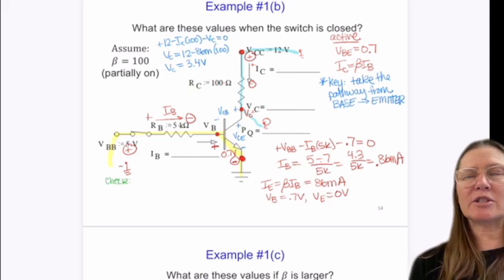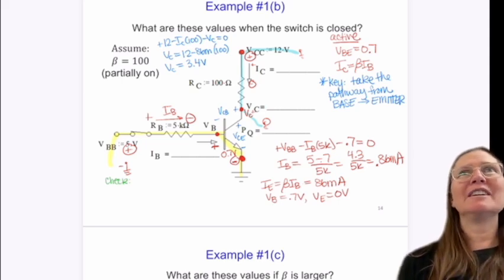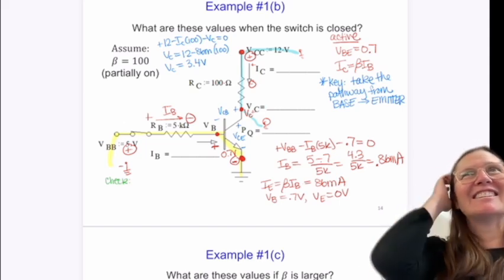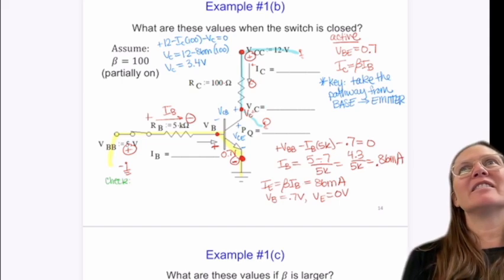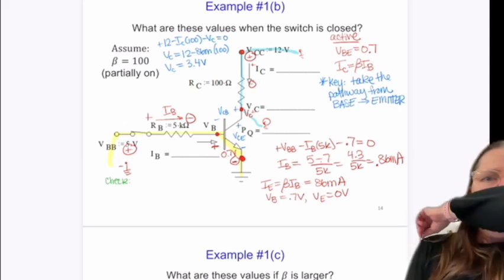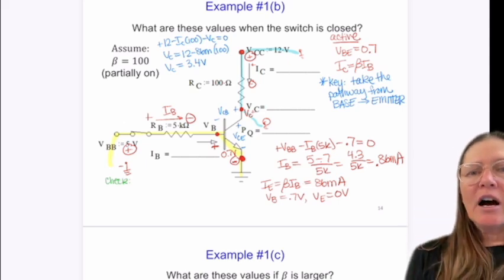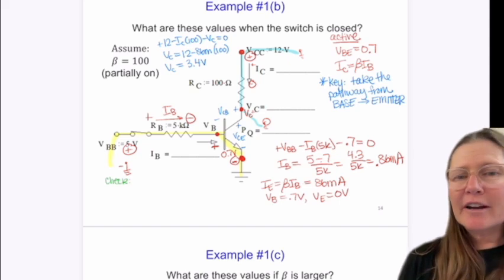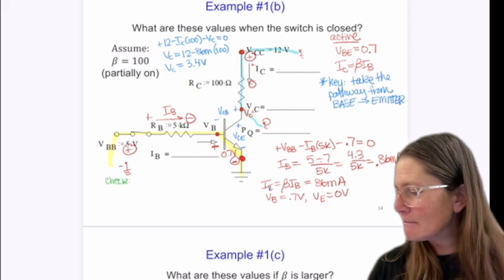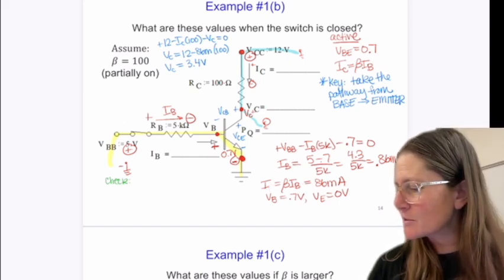So now what do we need to check? I still have some confused looks though. So questions? Yes. So IC equals IE on this one? Oh, sorry. I miswrote that. This should be IC. Sorry, that is IC equals beta IB.